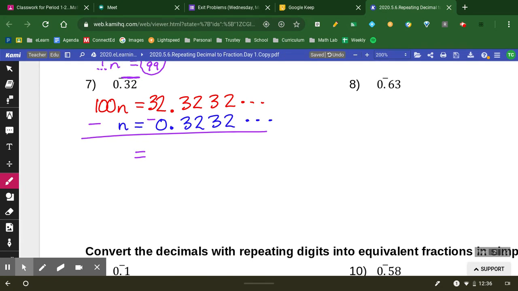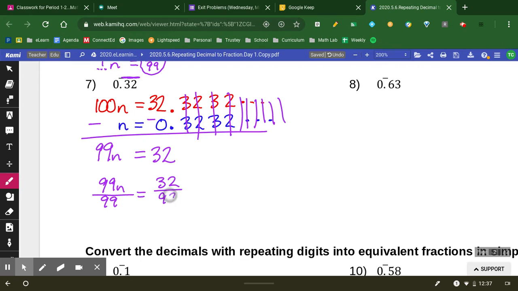100 n's, take away 1 n is 99 n's. 32 take away 0 is 32. Meanwhile, 3 take away 3 is 0, and 2 take away 2 is 0. And yes, in fact, going on forever, we have all those parts, pieces, or portions canceling out and none left over. Let's go ahead and take 99 n's and split it into 99 parts, as long as we're fair, and split 32 into 99 parts, leaving us with a single n equal to 32/99.